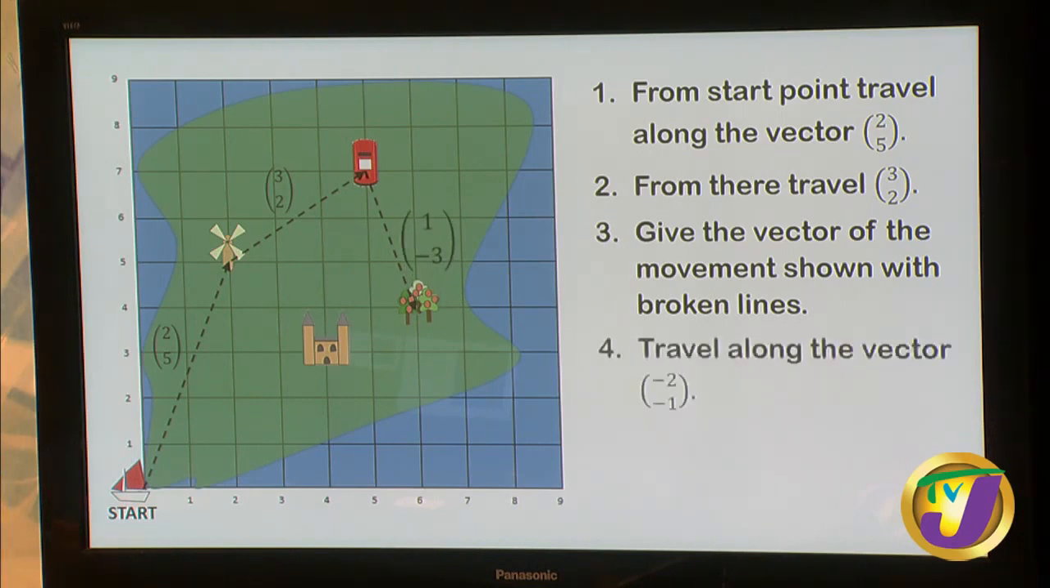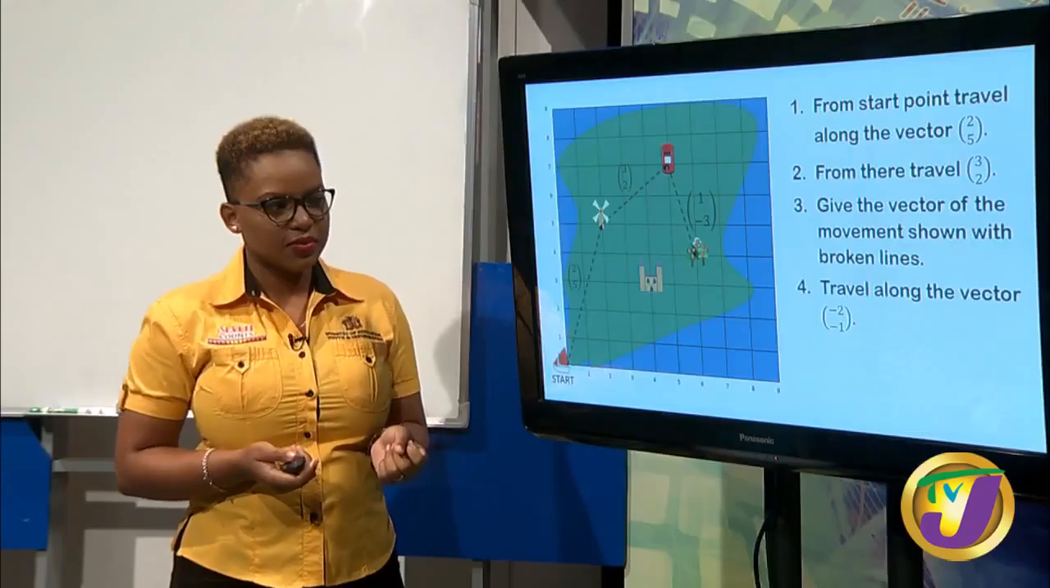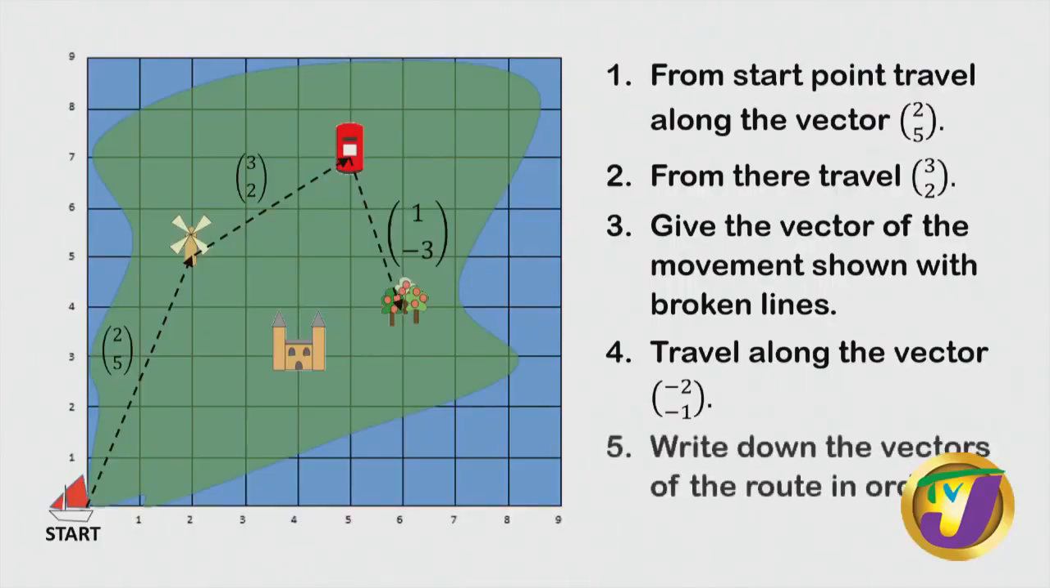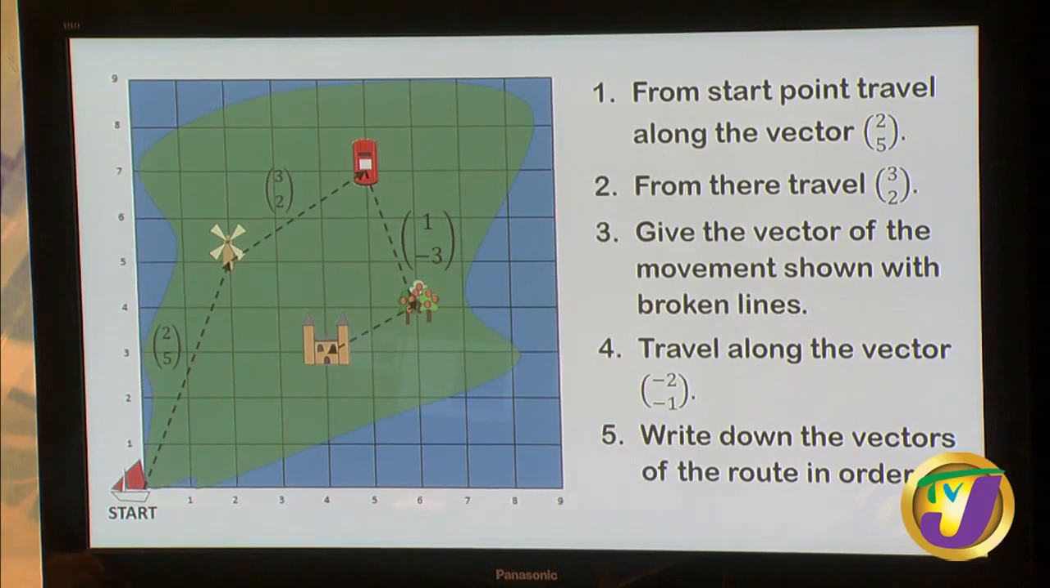Brilliant. All right, how about now we're going to travel along the vector -2, -1. So I see -2, meaning I should move 2 units to the left, because we do our horizontal movement first. And then I'm seeing -1, which means I'm moving down 1 unit. All right, that looks like it should take me to the castle. So let's see, you said 1, 2, and then 1. Let's see. There you go.